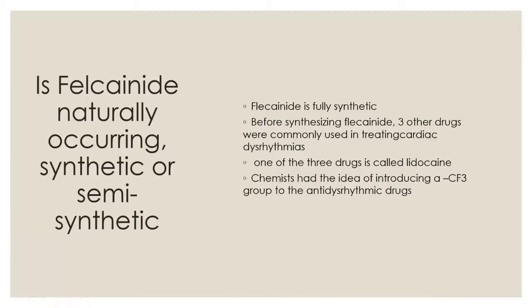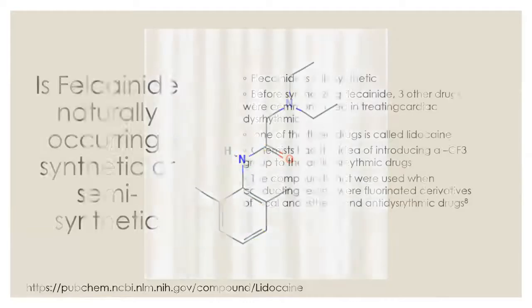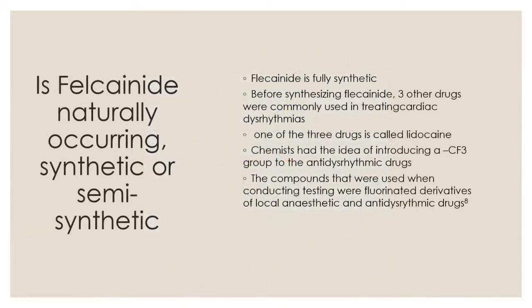Now, chemists had the idea of introducing a CF3 group to the antidysrhythmic drugs. The compounds that were used when conducting testing were fluorinated derivatives of local anesthetic and antidysrhythmic drugs.